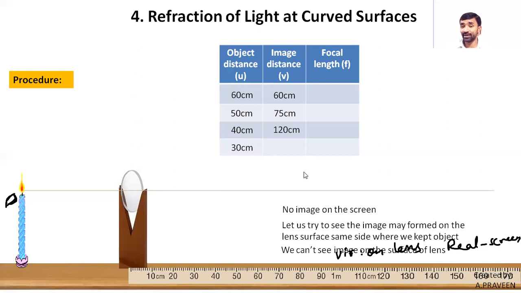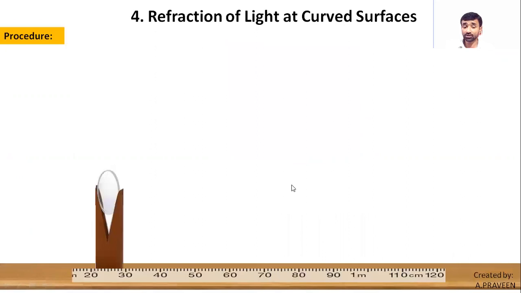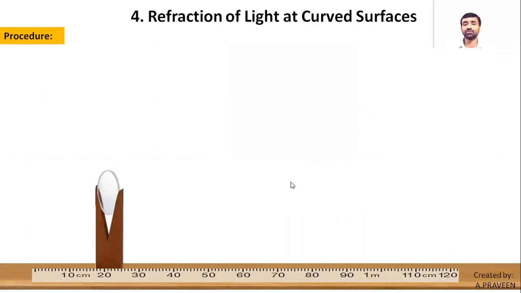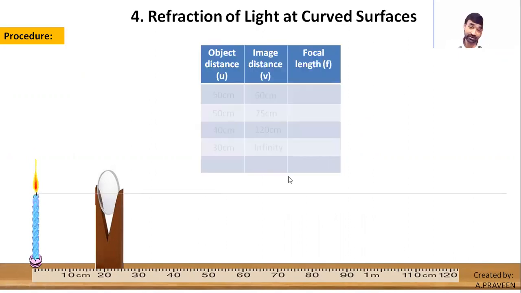We cannot see an image on the surface of the lens or on the surface of the screen. So in this case, we will note down the distance as infinity. Then change the position of the object from 30 to 20 centimeters. The object is brought to a 20 centimeter distance from the lens. Then again, move your screen to the opposite side of the lens from the object. Then note down the value here.